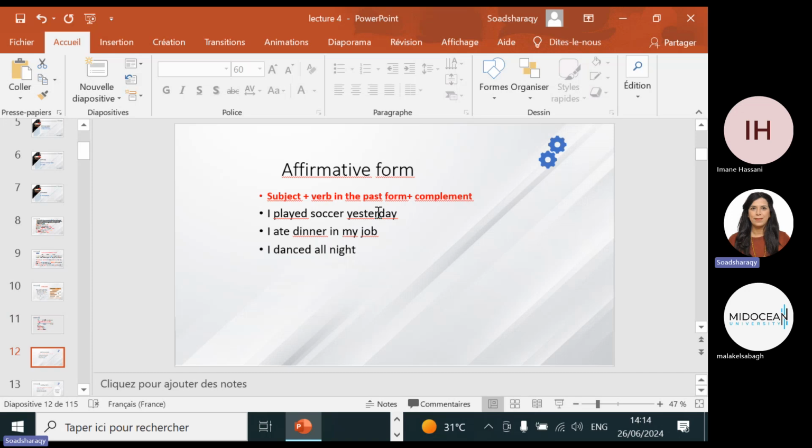The affirmative form of the simple past. You have subject plus verb in the past form plus complement. Example, the subject here, the verb played in the simple past. It's a regular verb, to play, infinitive plus ed, okay? The simple past of the verb to play is played. So, I played soccer yesterday. I ate dinner in my job. I danced all night.